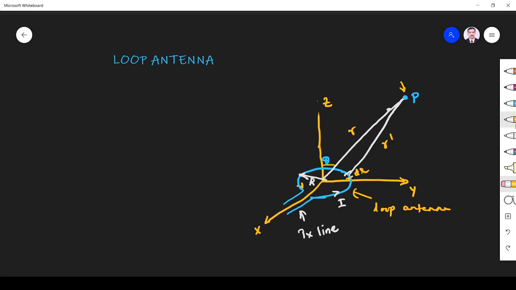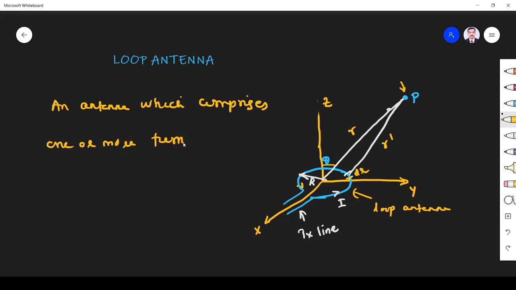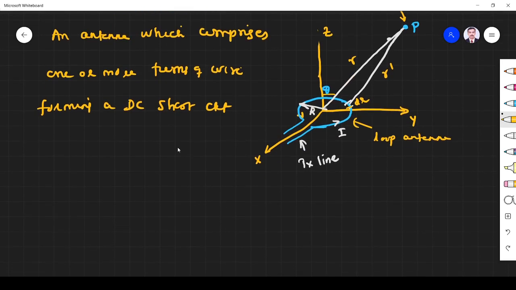So first we define loop antenna. Loop antenna is an antenna which comprises one or more turns of wire forming a DC short circuit. Turns means loops of a wire forming a DC circuit. This antenna is called loop antenna.